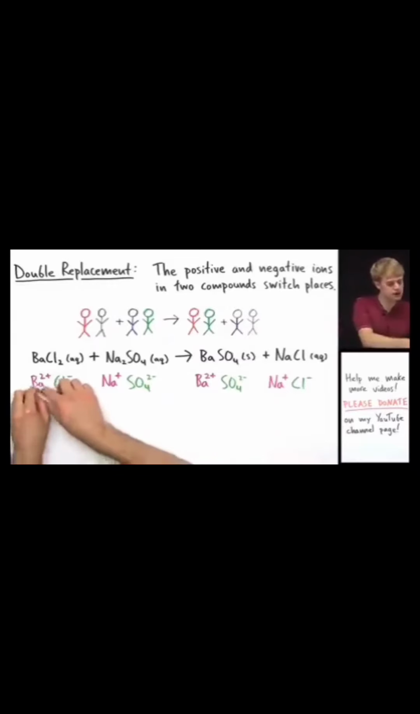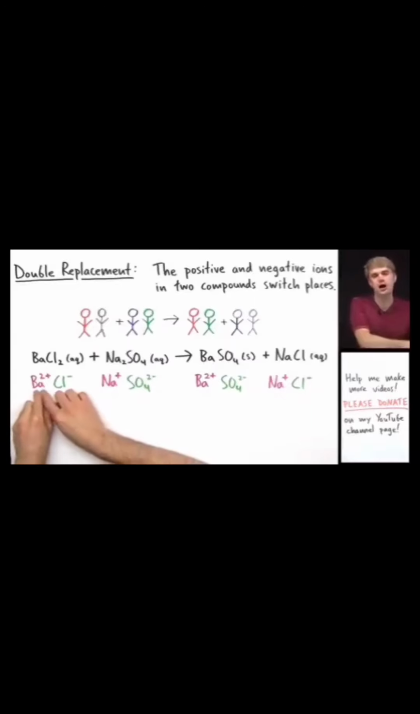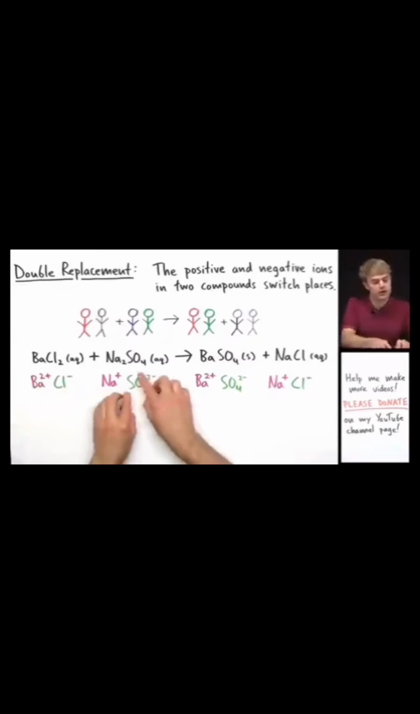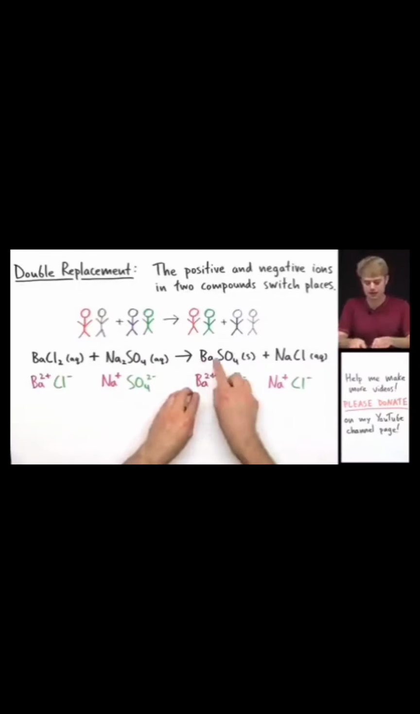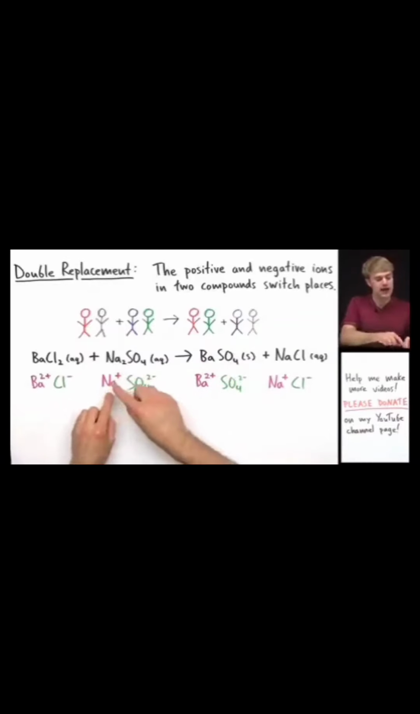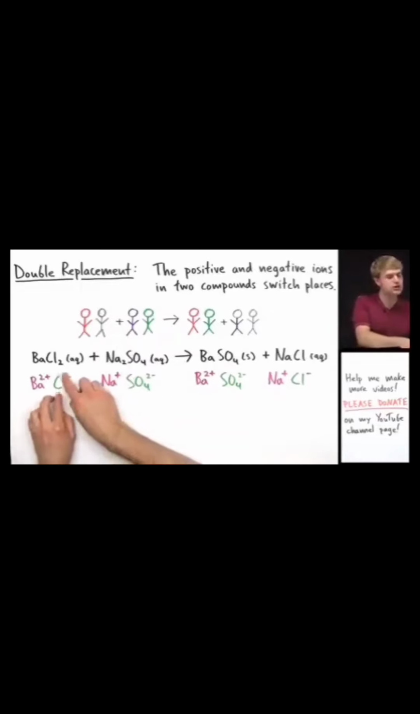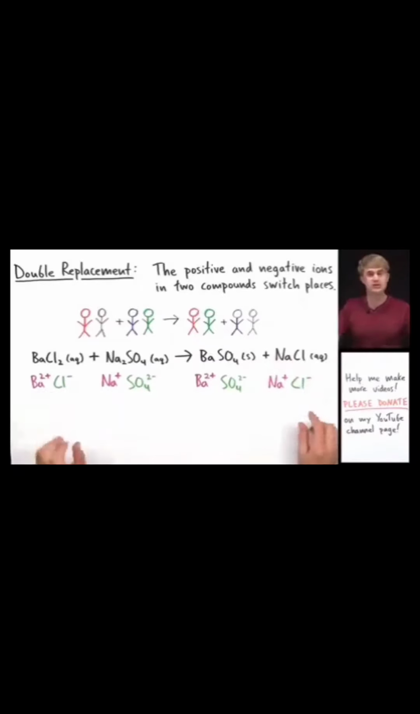So Ba2+ and Cl- were initially paired up. But then Ba gets switched. It finds a new dancing partner. It has to find the other negative ion, right? So the other negative ion here is SO4 2-. So Ba2+ and SO4 2- end up together, making BaSO4. And then sodium, Na+, has to find the other negative ion, which here is Cl-, and they end up paired up over here, Na+ and Cl-, making NaCl.